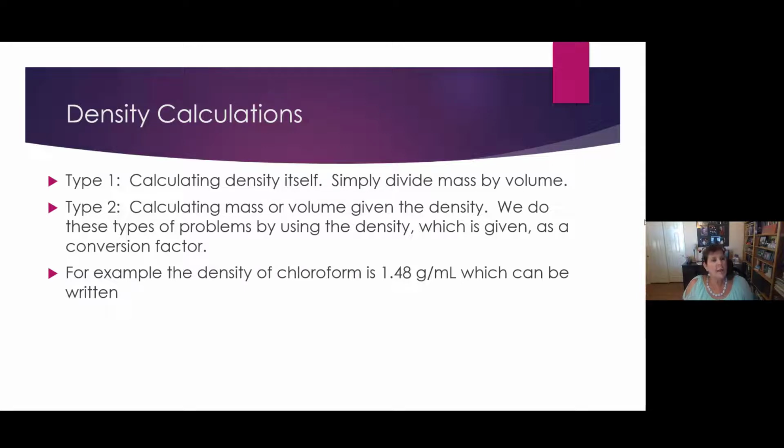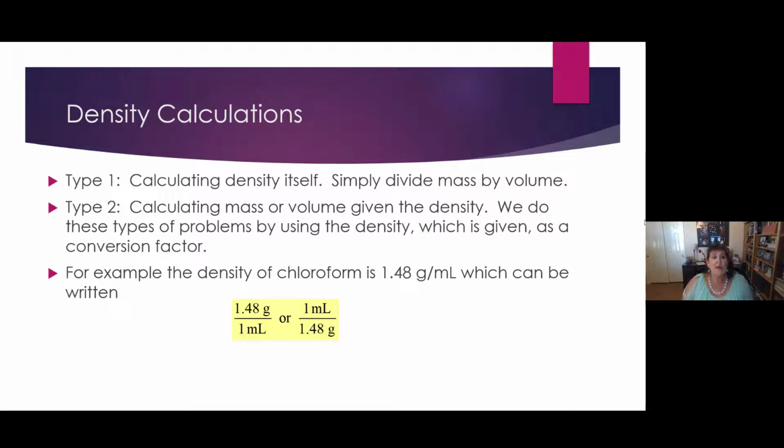Type 2 is a little more complicated. This is when you're calculating the mass or the volume given the density. We're going to do these types of problems by using the density, which is given as a conversion factor. For example, the density of chloroform is 1.48 grams per milliliter. We can write that as a conversion factor, which remember is a fraction. So we can write it 1.48 grams over a milliliter, or 1 milliliter over 1.48 grams.